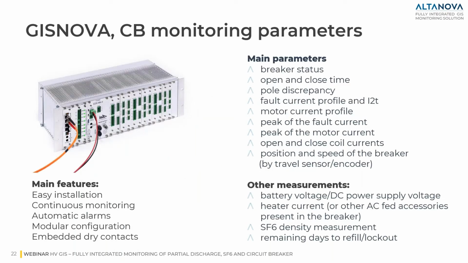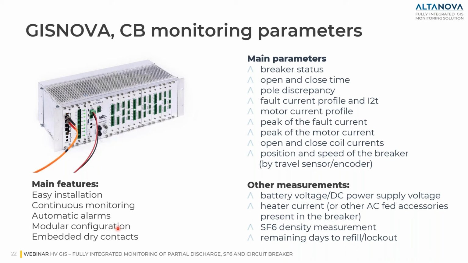Here you can see the acquisition unit dedicated to circuit breaker monitoring. The main feature of this unit is the possibility of continuous monitoring. The installation is very simple: it is 19-inch rack mounted, and it is capable of generating and calculating automatic alarms. This drawer has a modular configuration, so you can choose the electronic boards according to the customer and project needs. And the unit even has several dry contacts embedded.